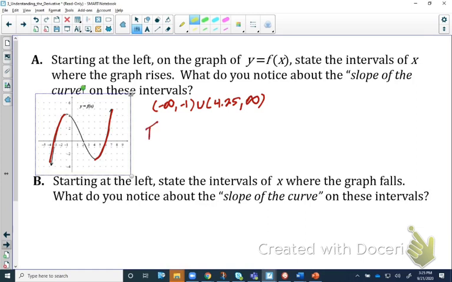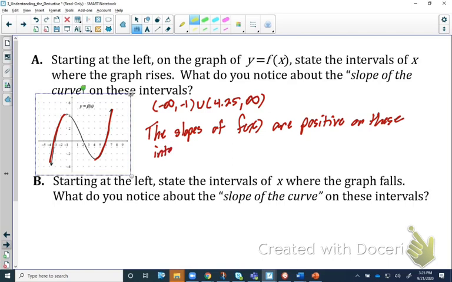What do you notice about the slopes of these curves? Well, the slopes of f of x are positive along these intervals. So starting at the left, state the intervals of the graph where it's falling. Basically now it's looking to see where I have decreasing intervals, and that's in between the increasing intervals. So I have decreasing intervals from negative 1 to about 4 1/4. And the slopes there are basically the same thing, but they're negative.